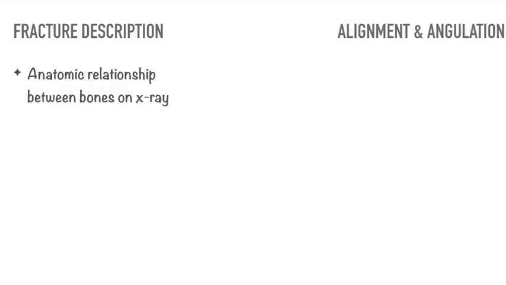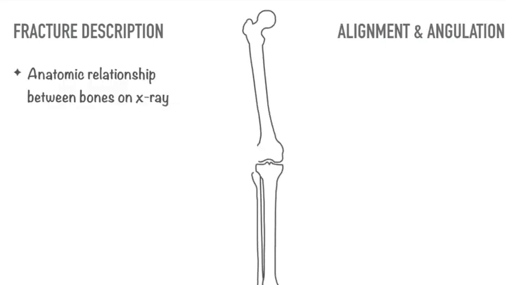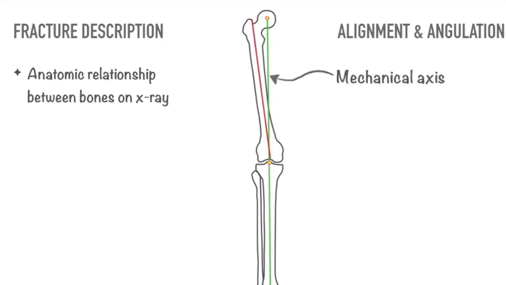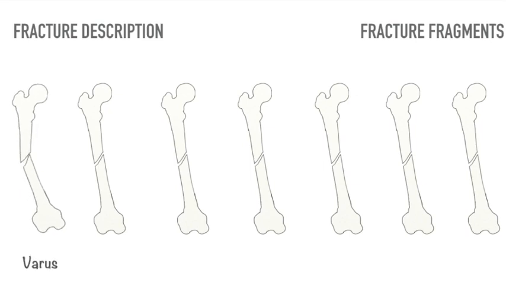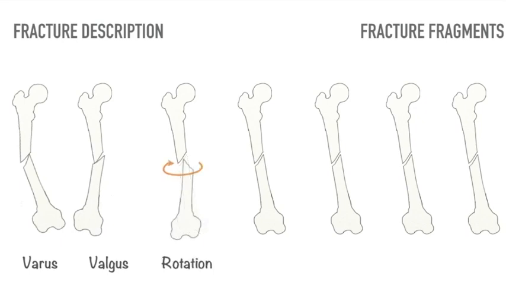Alignment is the relationship in the longitudinal axis of one bone to another. Fracture and dislocations may affect the normal alignment on the radiograph. Fracture angulation is the degrees of angulation of the distal fragment in relation to the proximal fragment. The distal fragment can be in varus or valgus angulation, and also in flexion or extension and rotation.